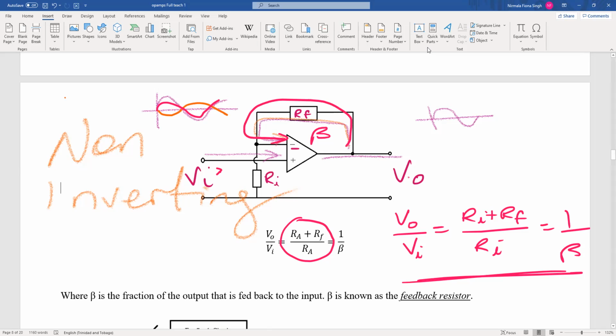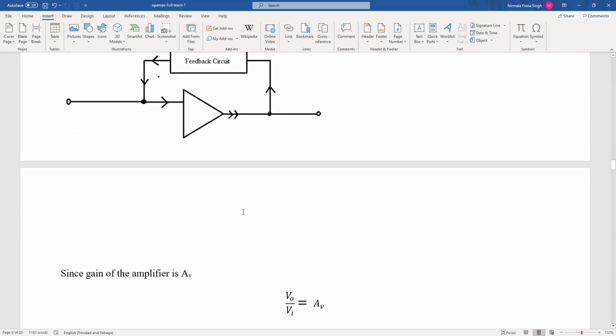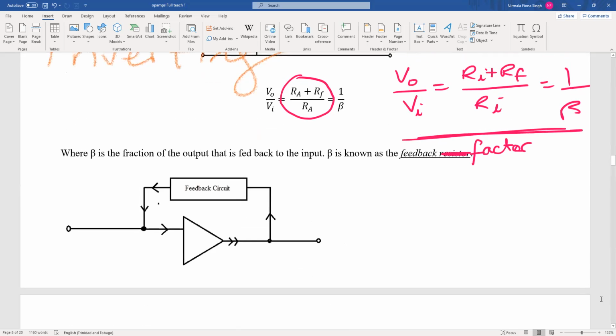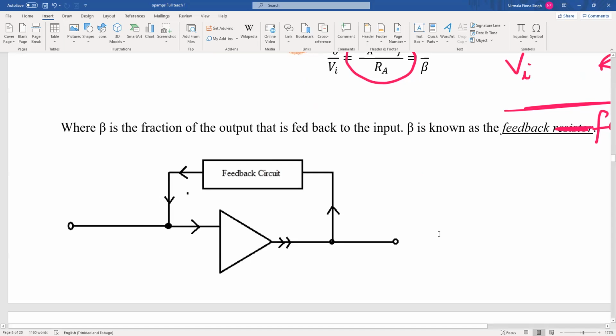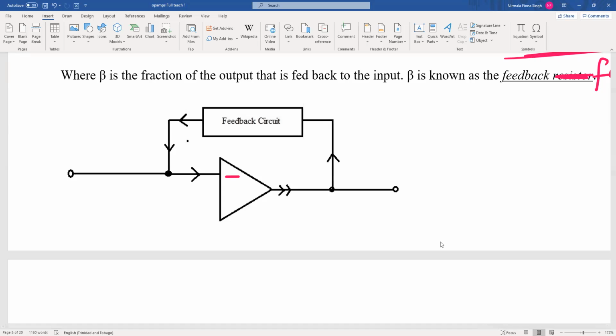And beta is known as the feedback, not resistor, the feedback factor. Feedback factor simply tells us how much of the signal is now being fed back into our circuit. So this is our really simple diagram. Let's label this. This is the very basis of a feedback circuit. This is our negative input, this is our VI, this is our VO, and that's our positive.